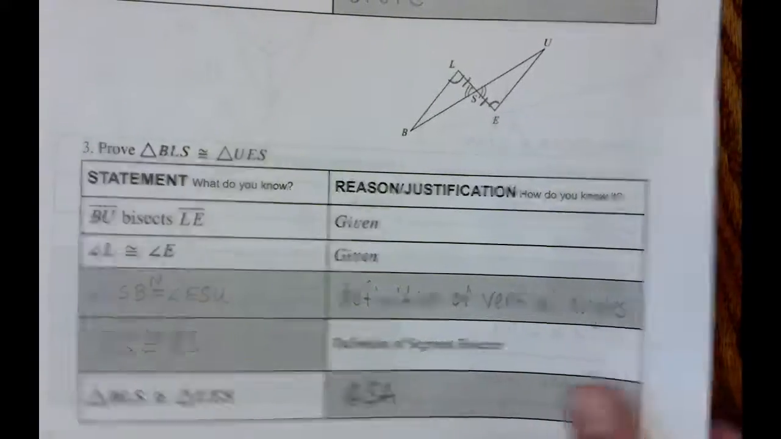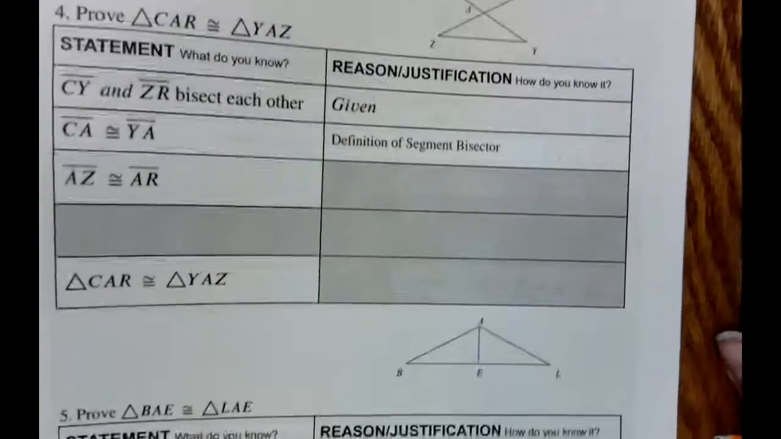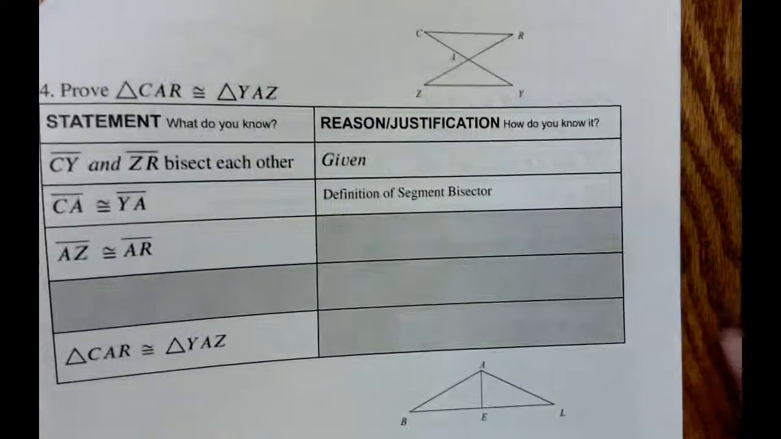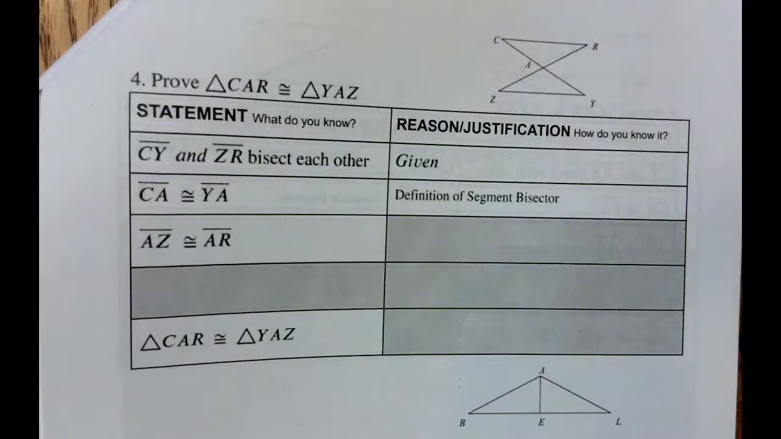Flipping our paper over. Problem number 4. Get the camera at least a little bit better. There, we can see the picture.